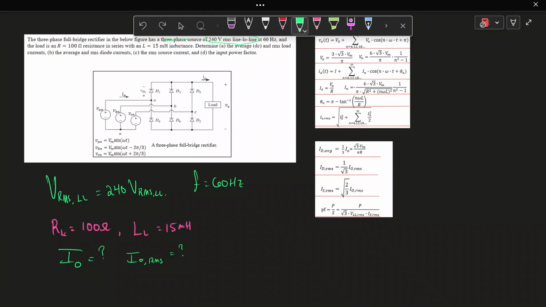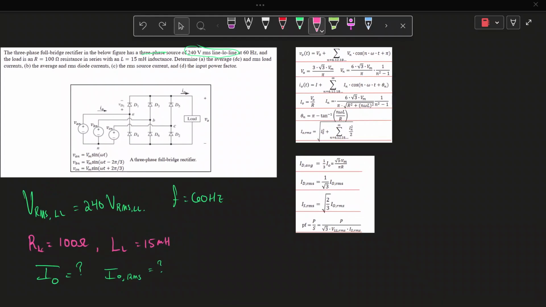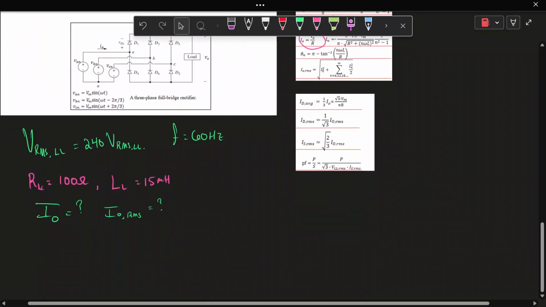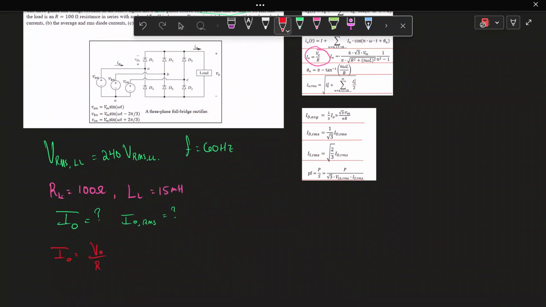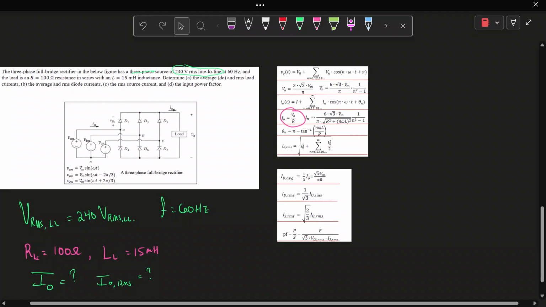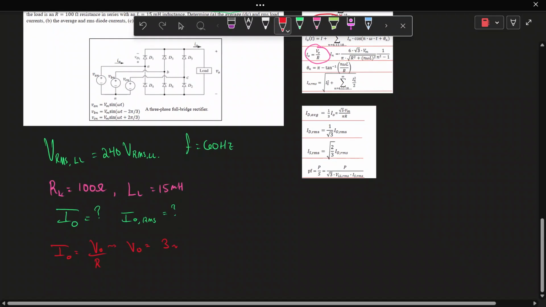Now, we need to find what I_O is. This is where you look at your crib sheet and figure out the equation. Make sure you're looking at the correct equations. I_O is equal to V_O over R. Let's make sure to write this down so they know where we're coming from. V_O, do we know this? No, we don't. V_O is going to be equal to another equation given up here: V_O is equal to 3 square root 3 V_m over pi.